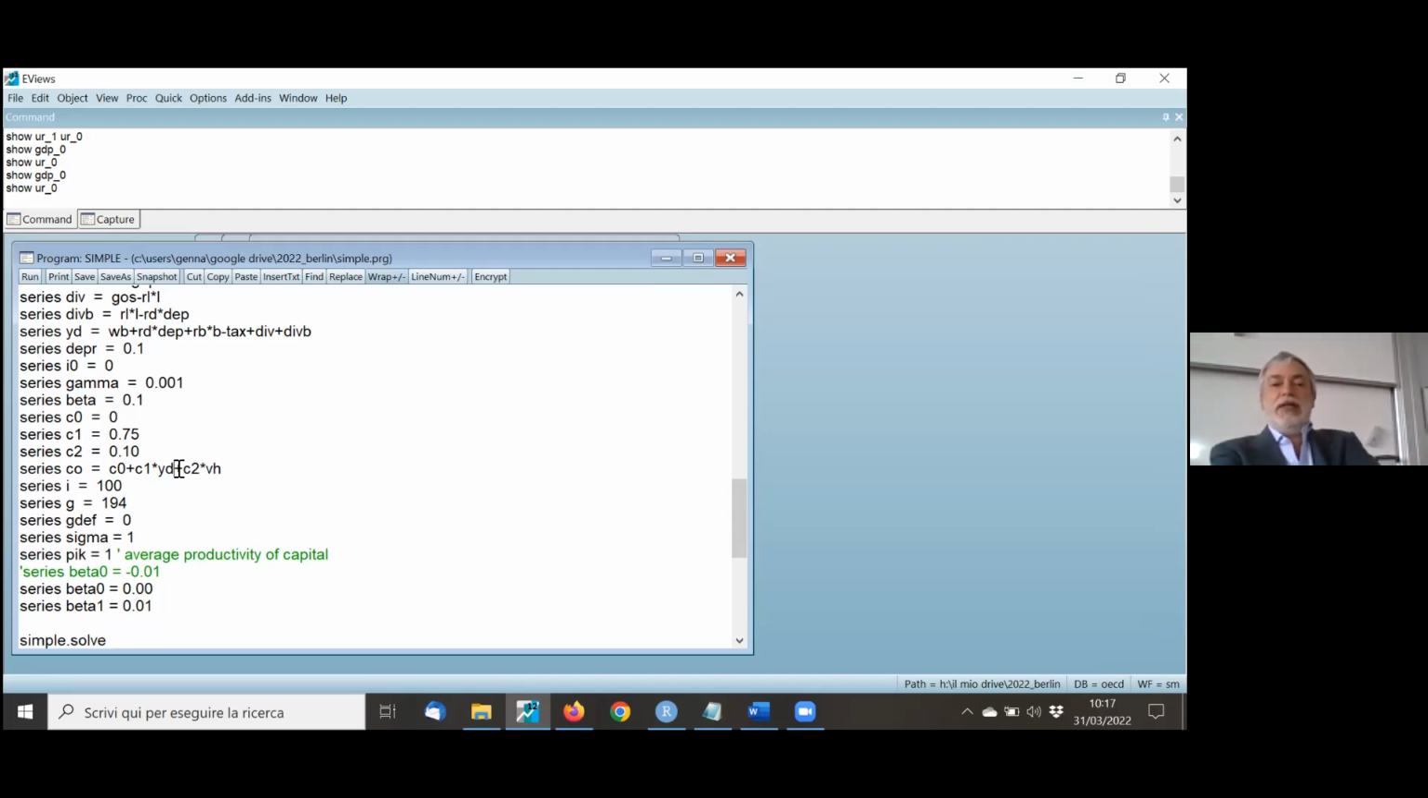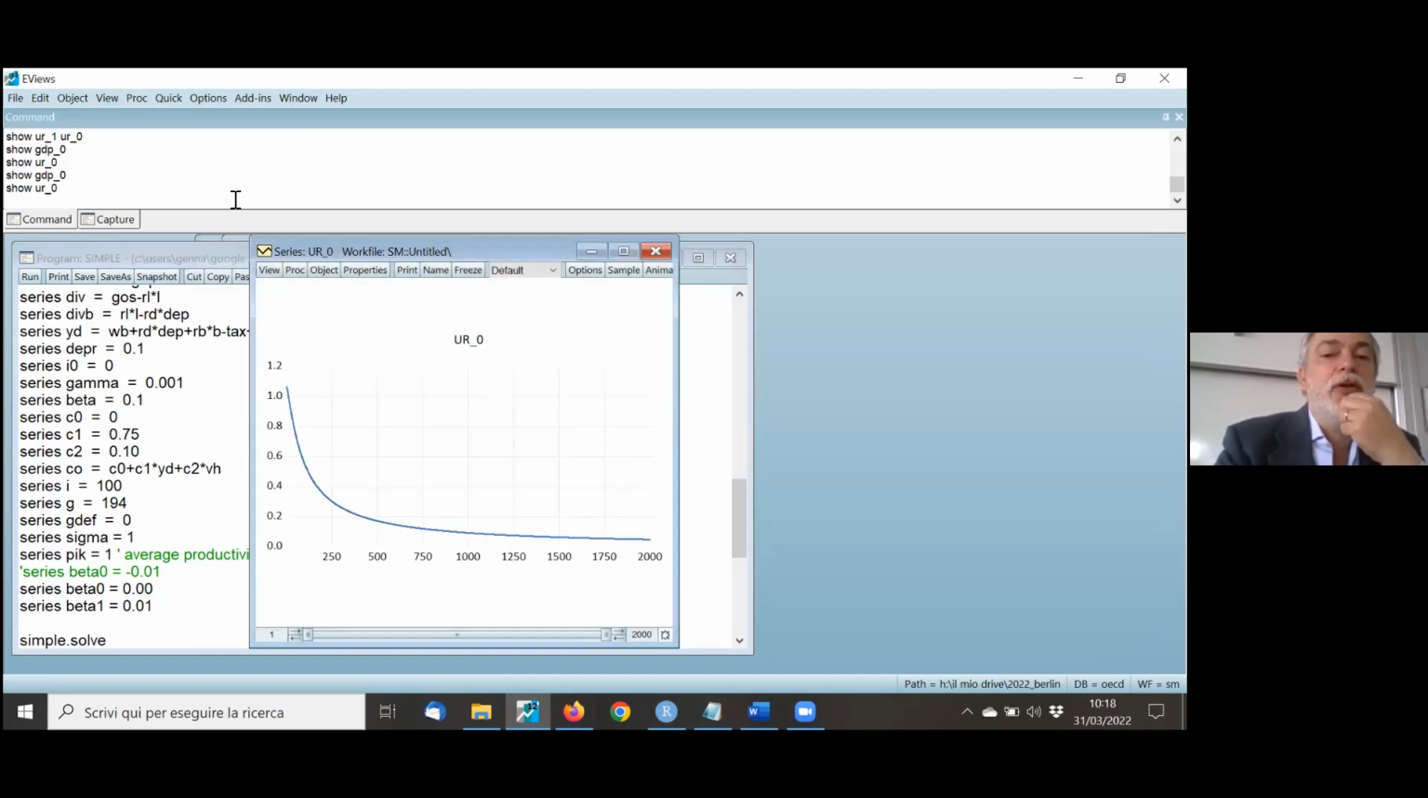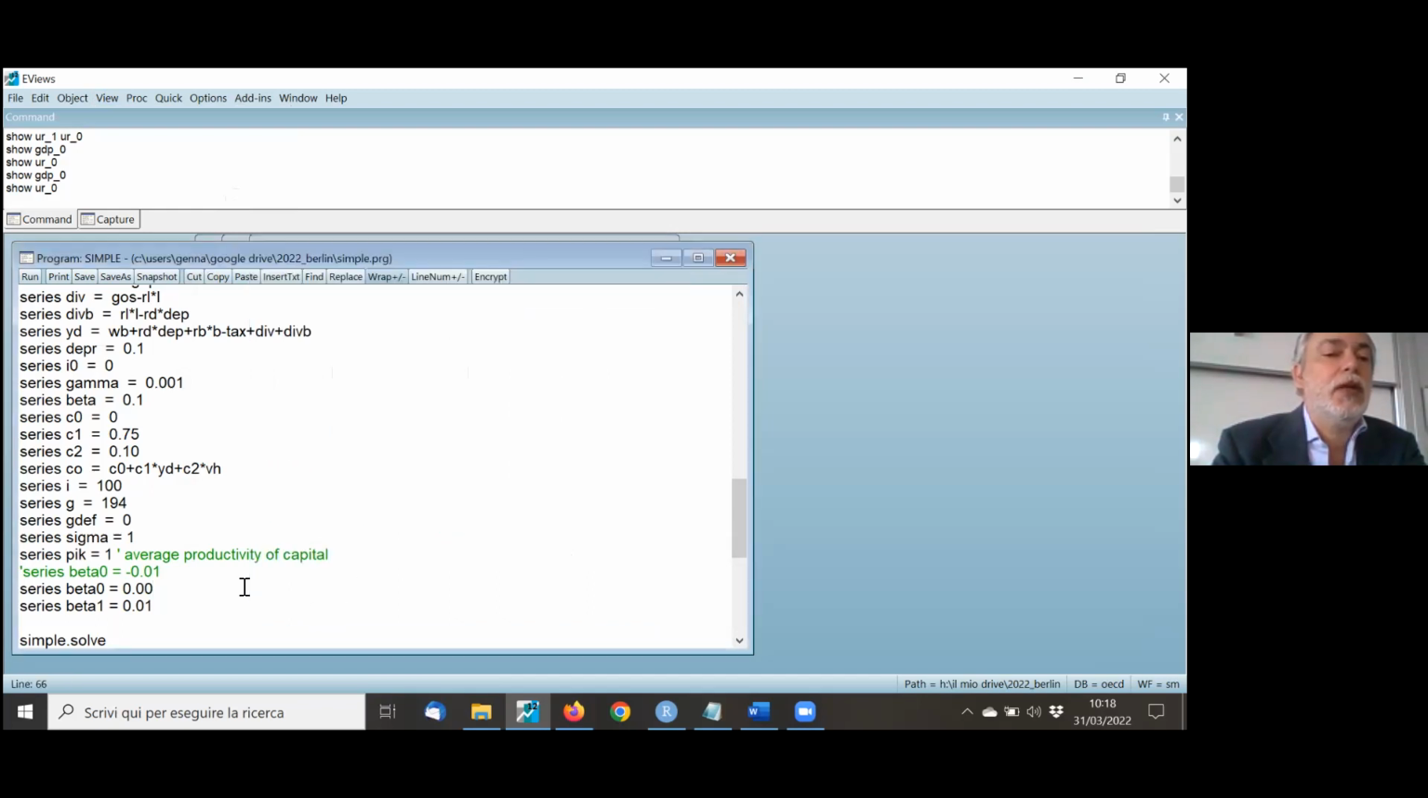And the higher this beta 0, the higher the level of investment. And since this is in terms of growth, then you can have these explosions if it's too high. So, yeah, this is okay, but it's generating too low a value for the utilization rate. So this is getting too low. So I think what we had was good.